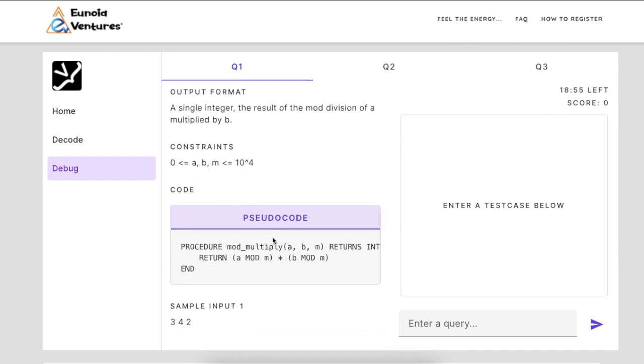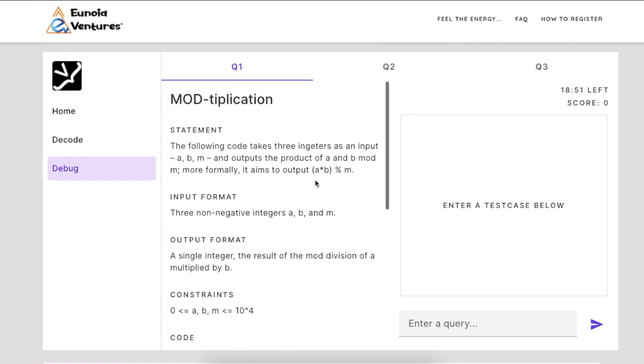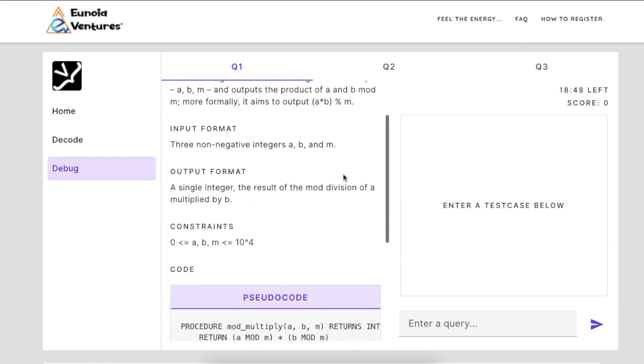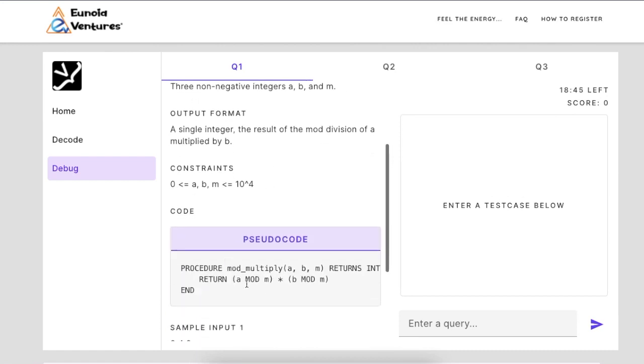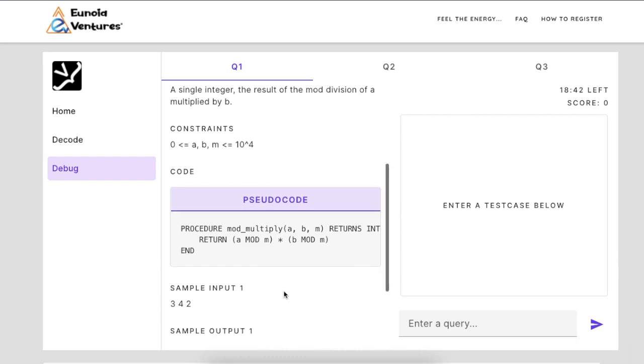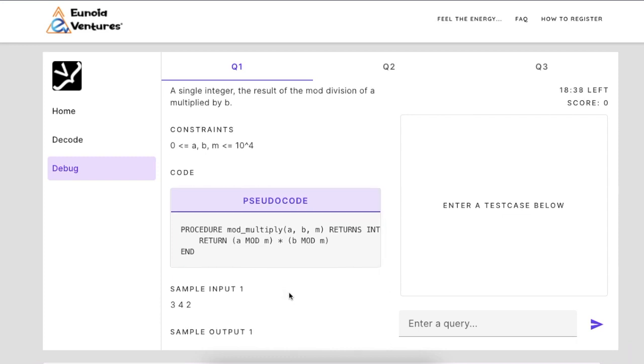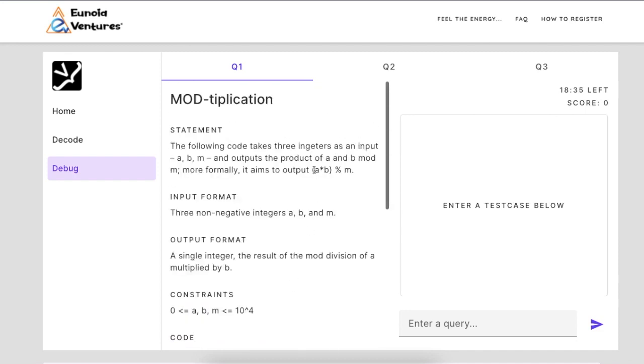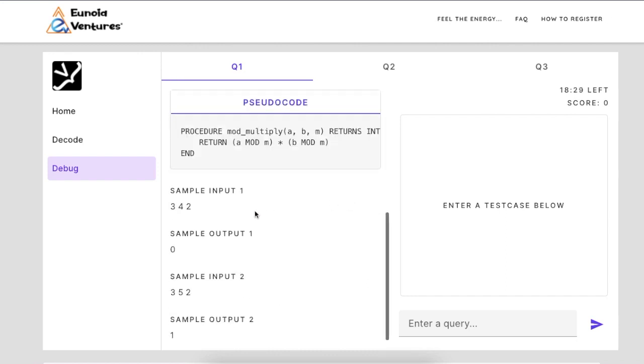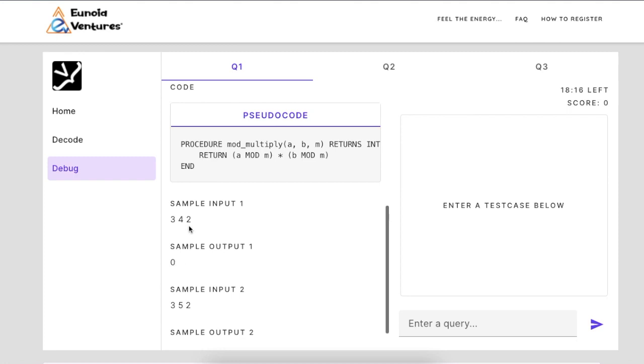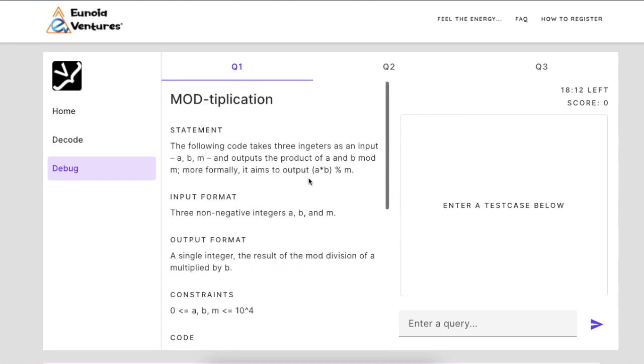And then we're given a pseudocode. So this pseudocode aims to output a times b mod m for any input a, b, and m. But there is a problem in the pseudocode that the participant needs to find, which for some cases will output a wrong answer. It won't output this exact expression, a times b mod m. It will output a wrong number. And they've given us 2 sample inputs and outputs, where the output is still correct. So here the output will be 0 for this sample input 1 in both the pseudocode and the intended output. And here it will be 1 for both the pseudocode and the intended output.